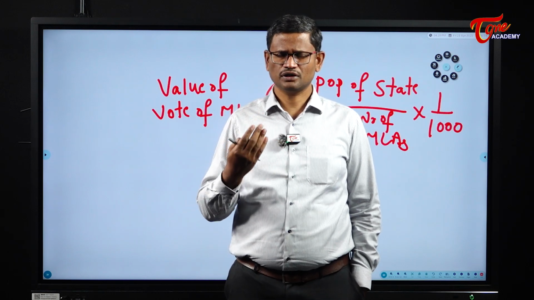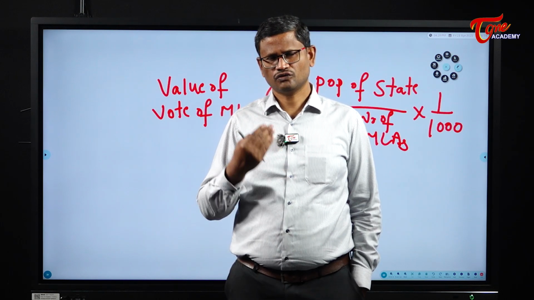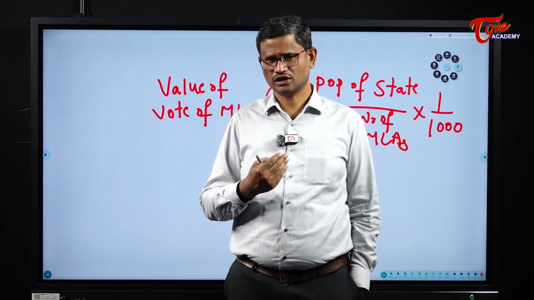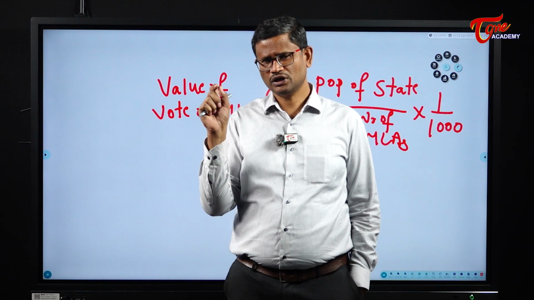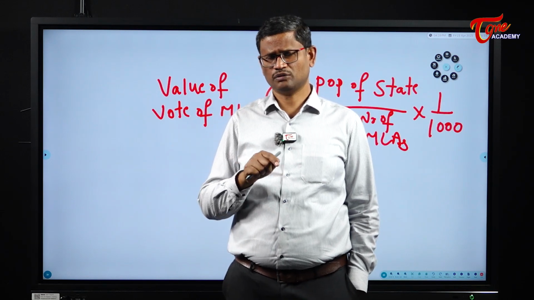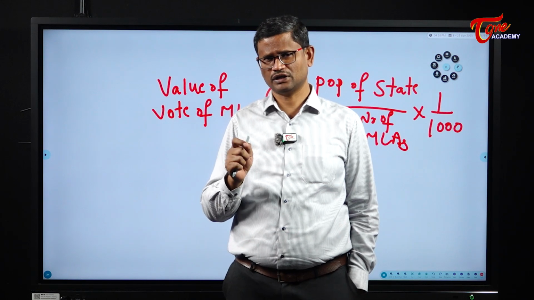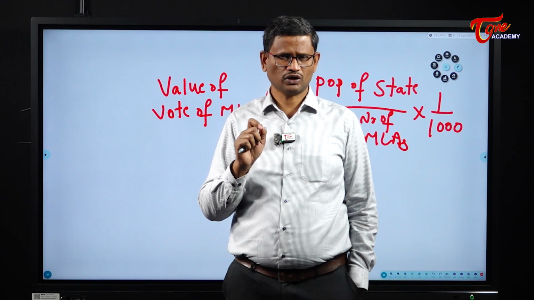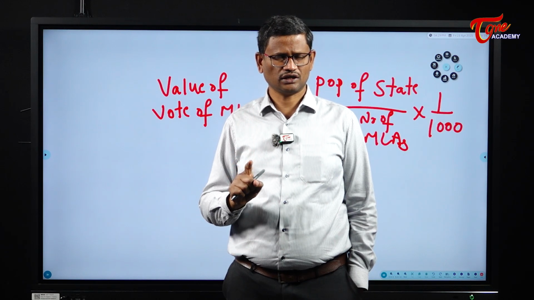Say, for example, in the state of Telangana, if you want to calculate the value of the vote of an MLA, you need to divide the population of Telangana in the 1971 census by the total number of elected MLAs, into 1 by 1000. So this will give the value of the vote of each MLA in the state of Telangana.